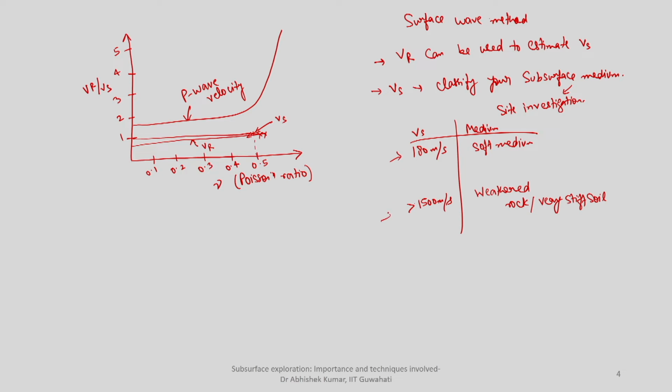So, based on this classification of different materials based on the range of shear wave velocity, you will be able to identify the thickness of maybe soft medium, the thickness of weathered rock layers, and so on and so forth. Now, one important characteristic which we are going to discuss here is dispersion. Dispersion of wave.